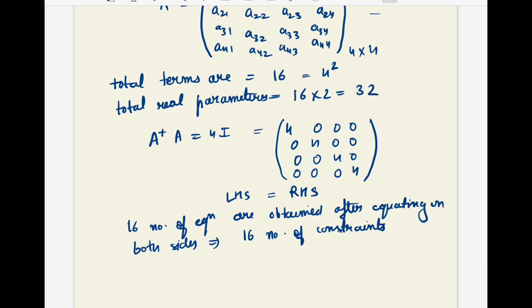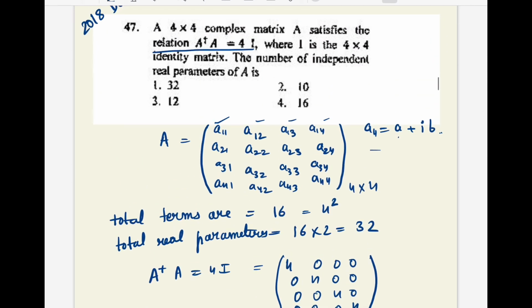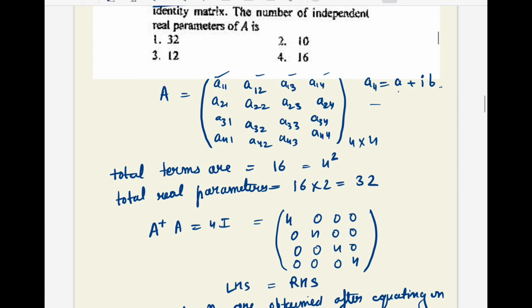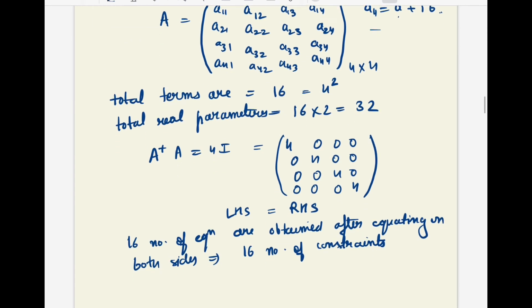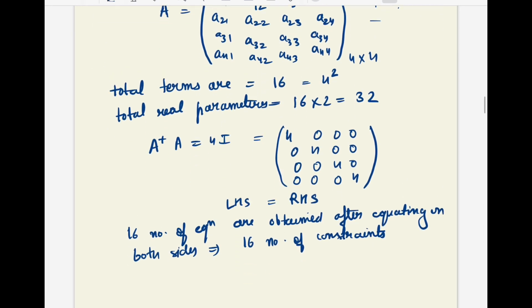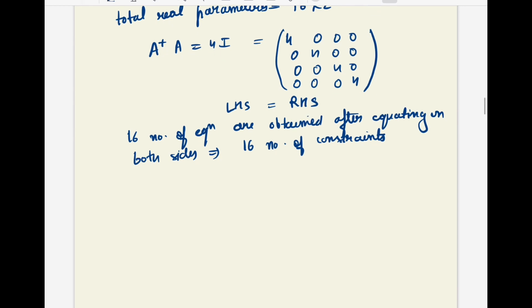Okay, there are 16 constraints. So the number of independent real parameters of A: to find the independent real parameters, what we need is the total number of real parameters minus the number of constraints on the real parameters. What are the constraints on the real parameters? There are 16 constraints on the real parameters.